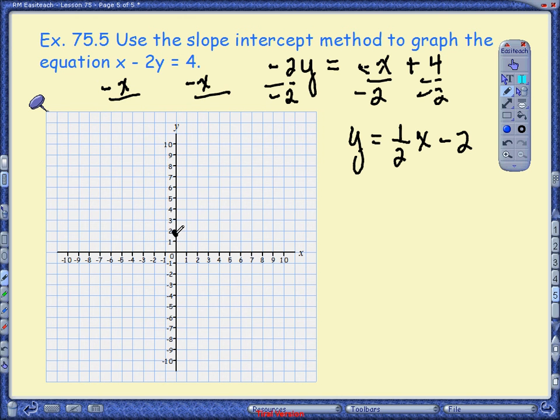We graph our negative 2. Oops, sorry, not there. We graph our negative 2. We go up 1 and right 2. We get our line tool right here, and we draw a nice line through those 2 points. And that one came out better. Okay, then my last line. All right, so that's it for finding the equation of the line from a graph, and also for finding the slope and the y-intercept from the graph and using it to graph an equation.